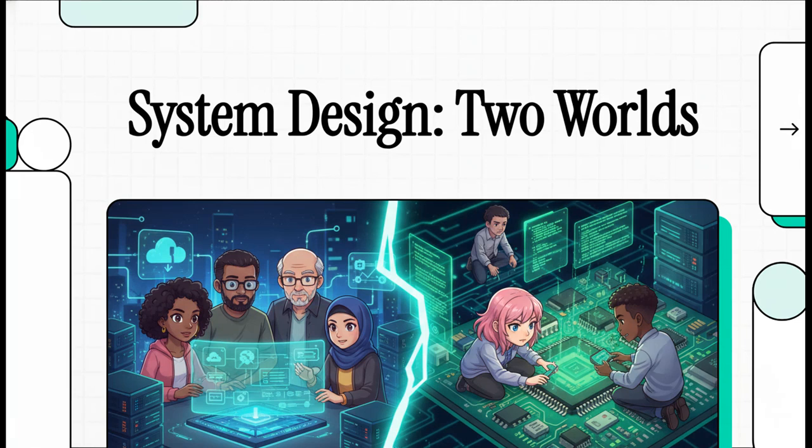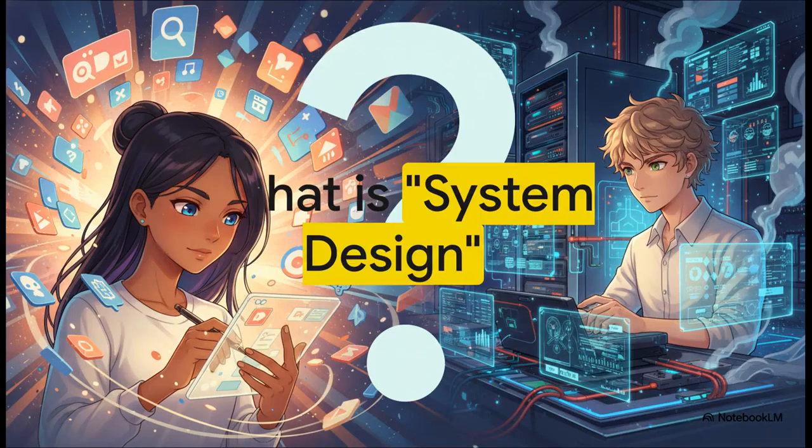Okay, so in the tech world, you hear the term system design thrown around all the time. But here's the thing, depending on who you're talking to, it can mean something completely, totally different. It's almost like a tale of two worlds all sharing this one name. So what actually is system design? Well, the answer really depends on who you ask. It all boils down to your role.